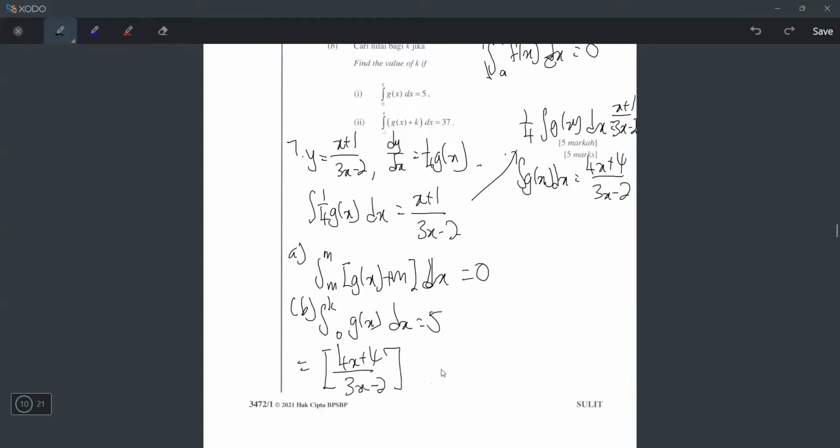I repeat again, because I know most of the students cannot get it one, right? This part, okay? I want to find integrate gx dx, not integrate 1 over 4 gx dx. That is why I take out the 1 over 4 and I throw it to the other side. That's why it is left with integrate gx dx. But then integrate gx dx is 4x plus 4 over 3x minus 2. That's why I write like this.